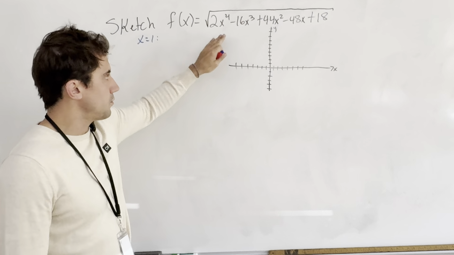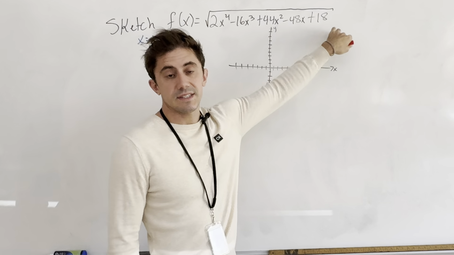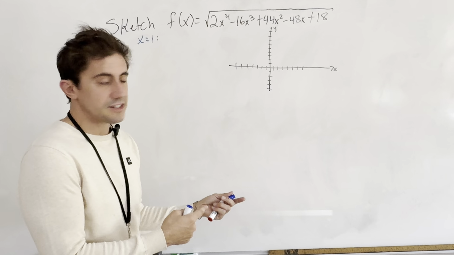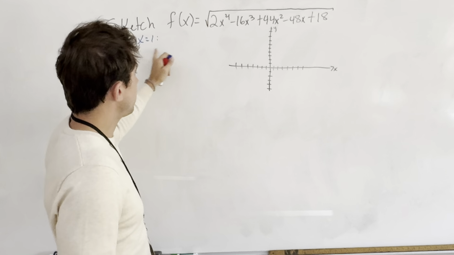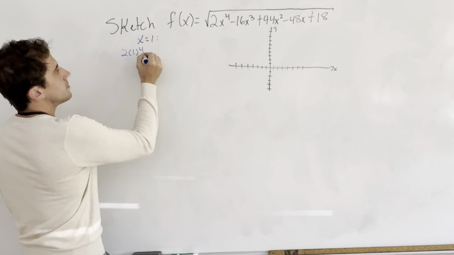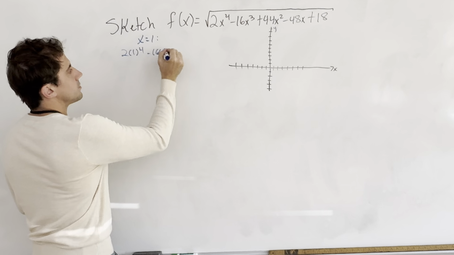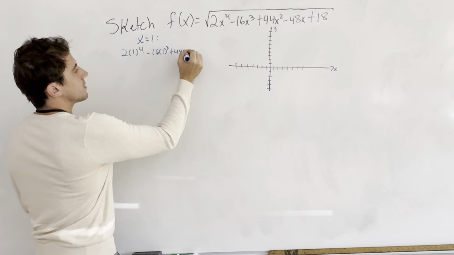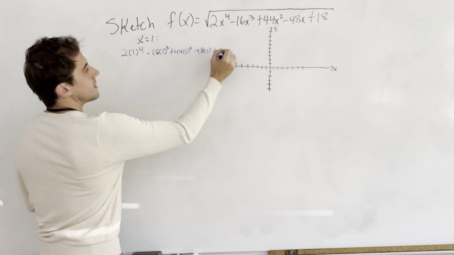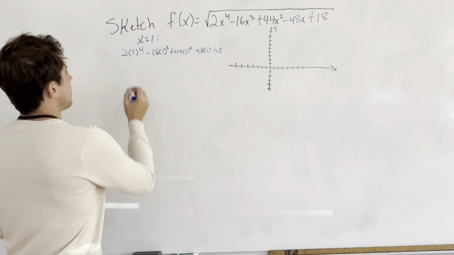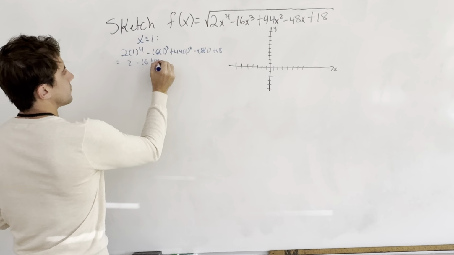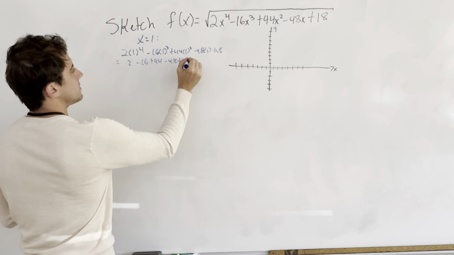And testing x equals 1, plugging it into the quartic and seeing if it evaluates to a value of 0, meaning it would be a root, an x-intercept. We plug in x equals 1, and we get 2 times 1 to the power of 4 minus 16 times 1 cubed plus 44 times 1 squared minus 48 times 1 plus 18. And that is 2 minus 16 plus 44 minus 48 plus 18, right?